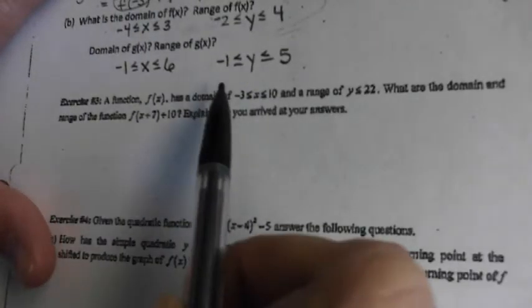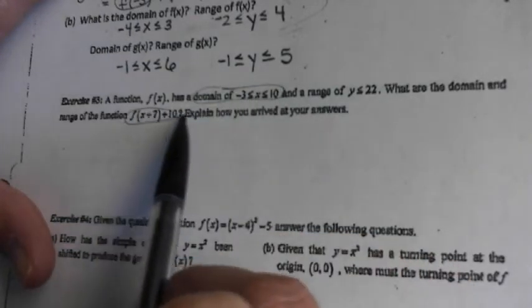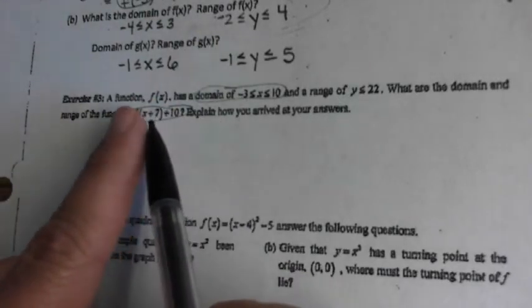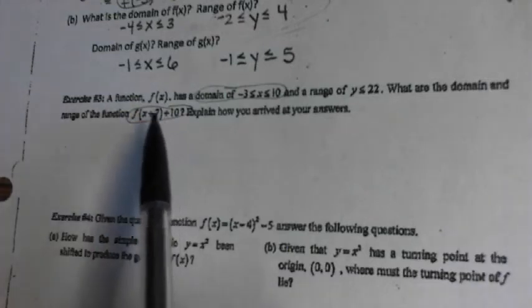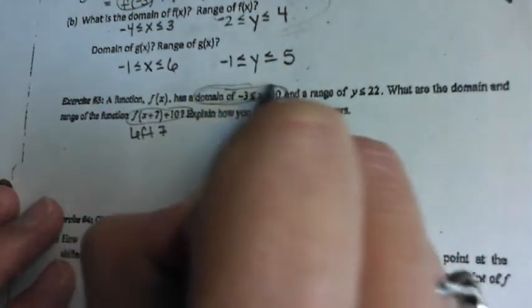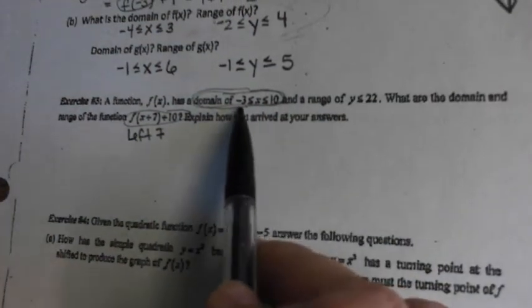So your domain is your x coordinates, right? And based on this transformation, what is happening to your x coordinates? What transformation? Left 7, very good. So inside is horizontal, it's plus, so it's a transformation, and since it's backwards because it's horizontal rather than being right 7, it's actually left 7. So if you move these numbers, because those are your x's, left 7, what would negative 3 become if it moves left 7?